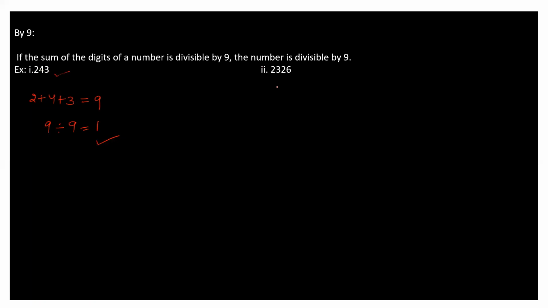Second example, write the sum of the digits. 2 plus 3 plus 2 plus 6. 2 plus 3, 5. 5 plus 2, 7. 7 plus 6, 13. Divide 13 by 9. We won't get 13 in the 9 table. So 13 is not divisible by 9. So 2326 is not divisible by 9.